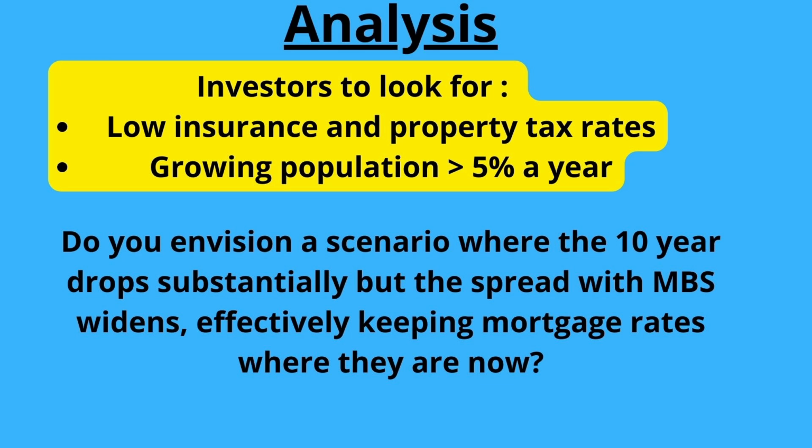Now, there's another possibility. Do we envision a scenario where the 10-year drops substantially? Maybe that could happen, but the spread with MBS securities widens, effectively keeping mortgage rates where they are now. I can even argue that even if the 10-year drops substantially and prices still don't go down, we're still not going to see a good spread between real estate and the 10-year.